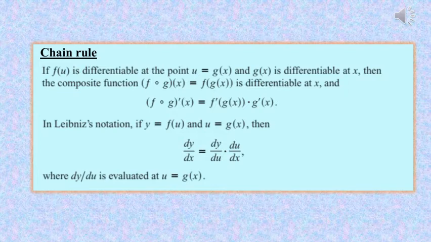In Leibniz notation, if y equals f of u, it means y is a function of u, and u is a function of x, u equals g of x. If we put u equals g of x in f of u, then dy by dx equals dy by du multiplied by du by dx, where dy by du is evaluated at u equals g of x.